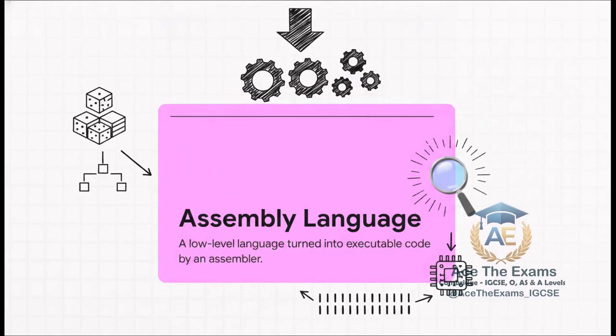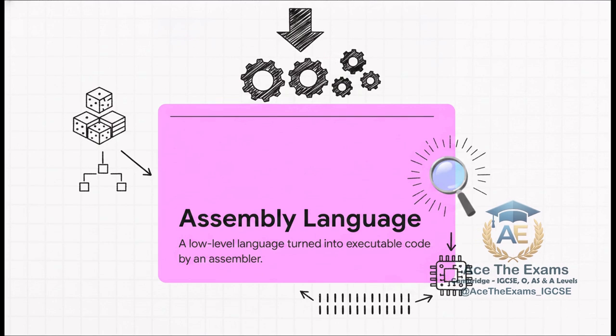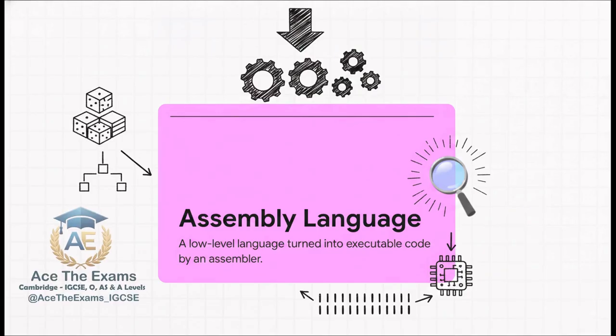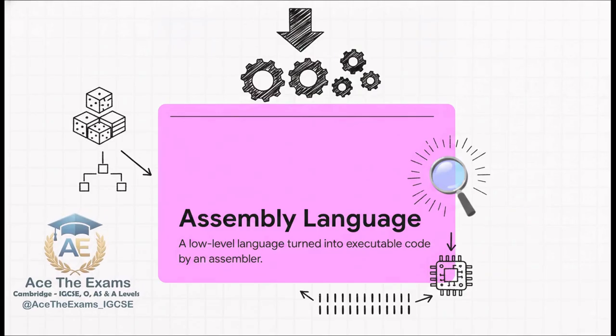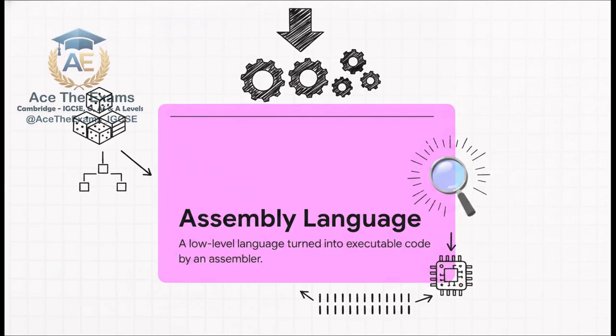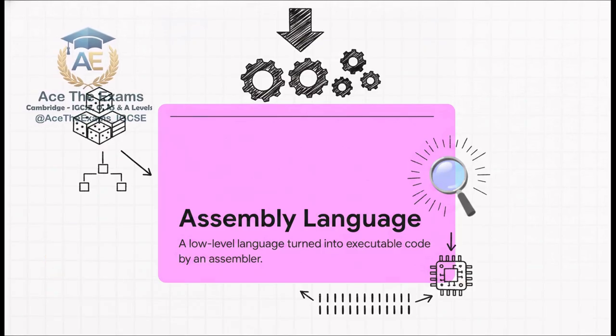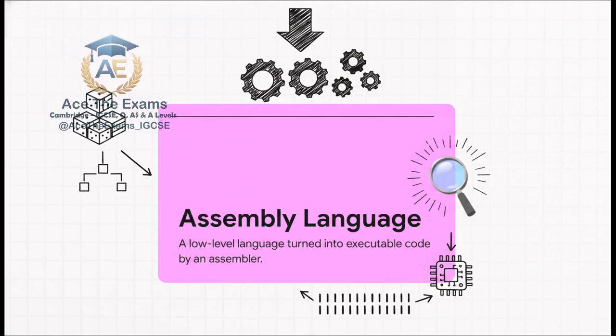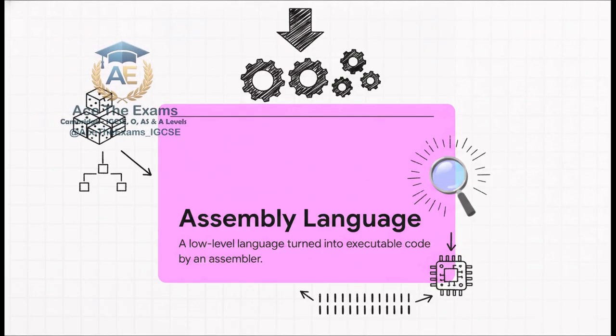Just to quickly lock in this translation concept, let's contrast it with assembly language. Assembly is a low-level language. It's much closer to machine code, sure, but it still isn't pure binary. Because of that, it also needs translation, but it uses a highly specific piece of software called an assembler. The golden rule here is clear. Unless it's pure binary machine code, it has to be translated.